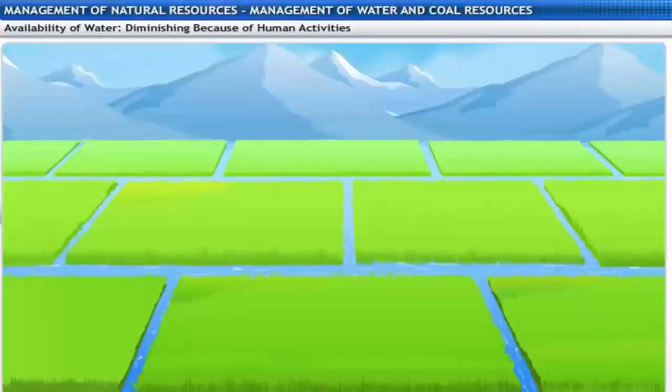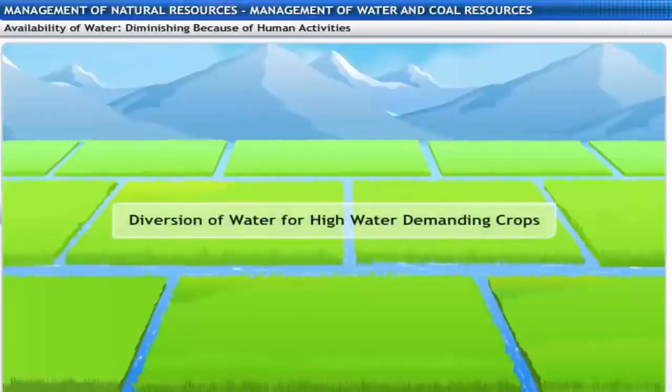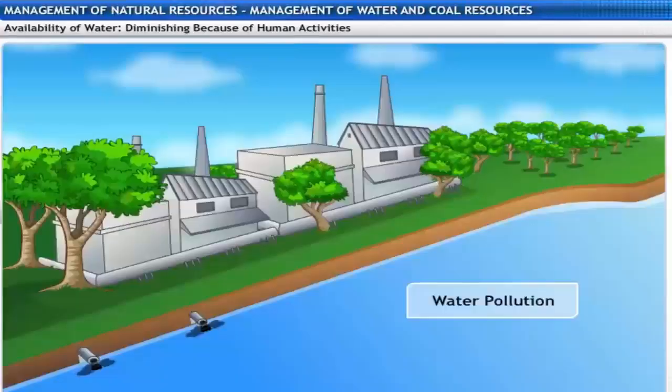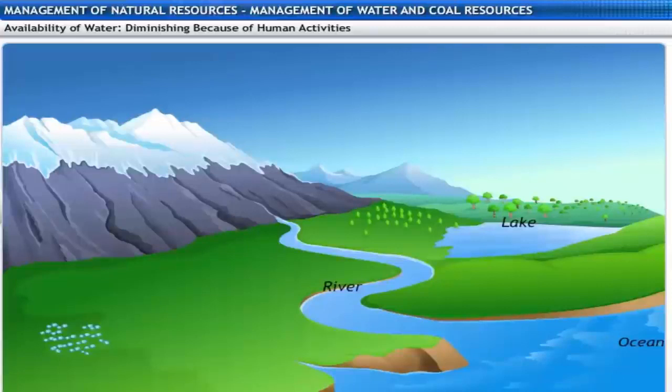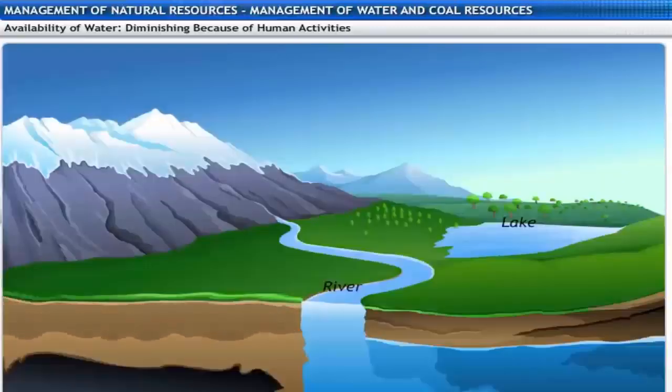Secondly, a lot of water is diverted for high water demanding crops. Lastly, dumping of industrial and urban wastes into lakes and rivers results in water pollution. These factors are even affecting groundwater reserves.